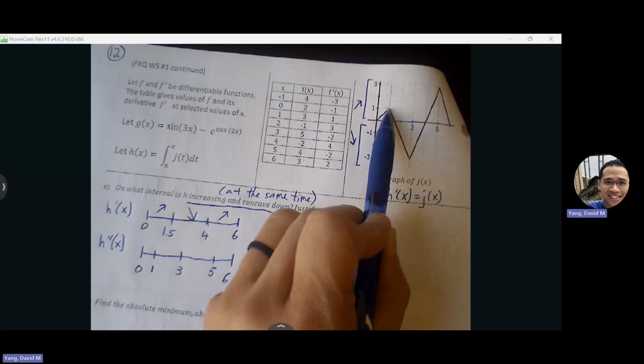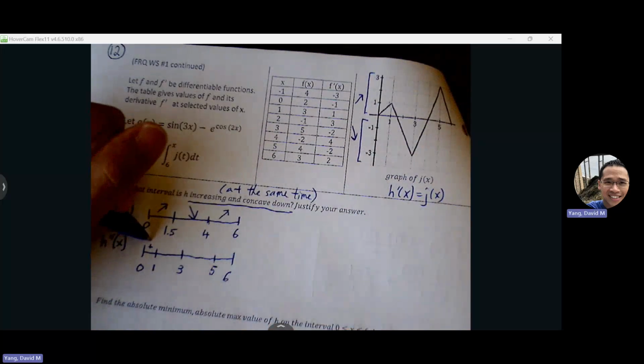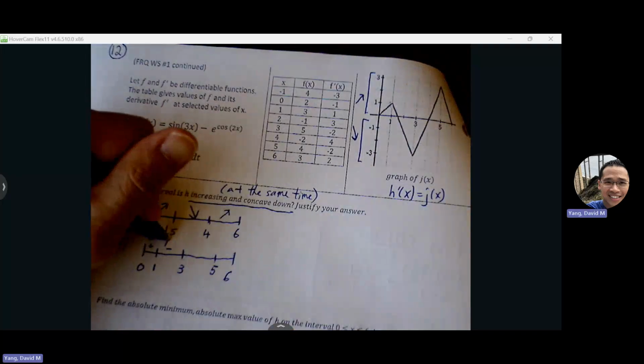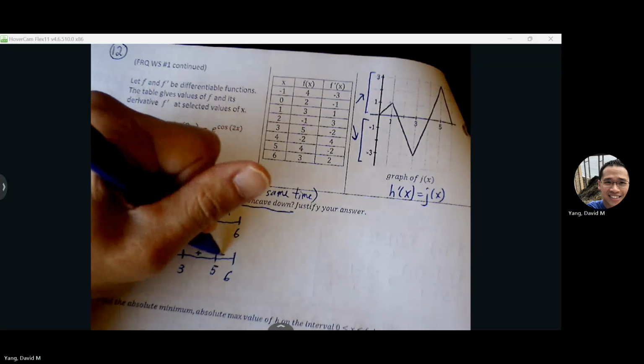Initially, this is what? Positive slope. So positive slope is going to translate to concave up. Negative slope is going to translate to concave down. And it's going to keep alternating, right? Positive slope, negative slope.